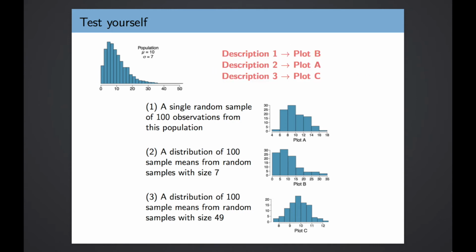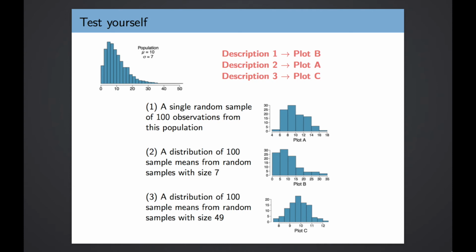So the first of these descriptions is a single random sample of 100 observations from the population. Because it's a random sample and because the size of the sample is sufficiently large, what we're looking for is a distribution of these sample values that basically has the same shape as the population distribution. So in this case, that's plot B.